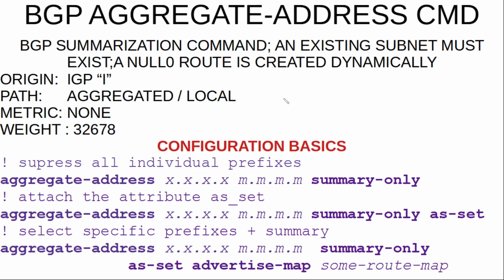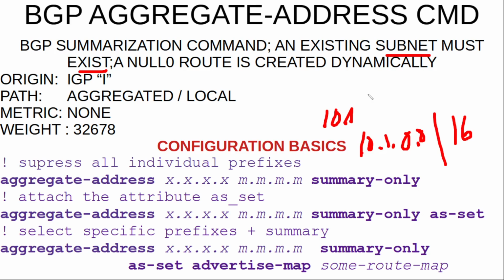In order for the summary or this aggregation to work, an existing subnet must exist. So for instance, if you want to create this aggregation, 10.1.0.0/16, you will need to have a member of this aggregation existing, for instance, 10.1.1.0/24. Otherwise, if this didn't exist, this will not be created.